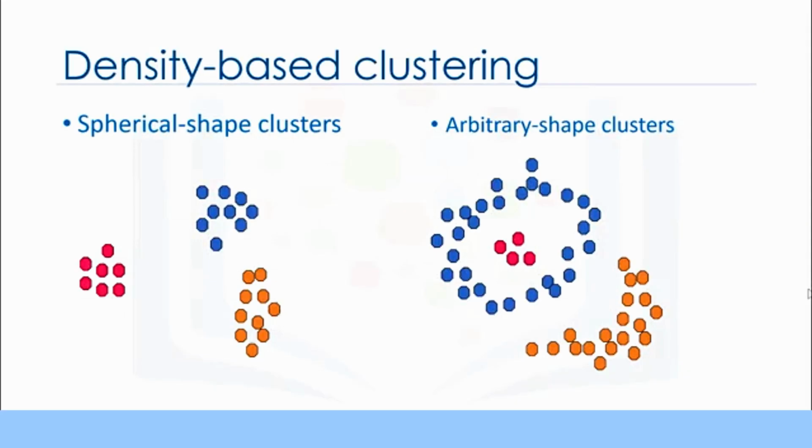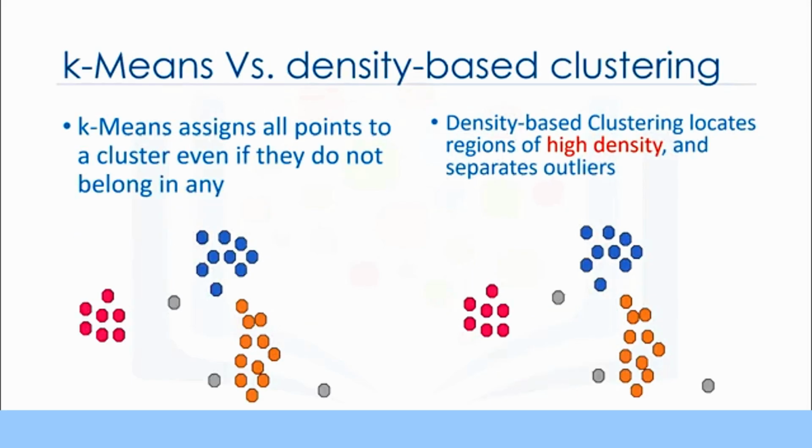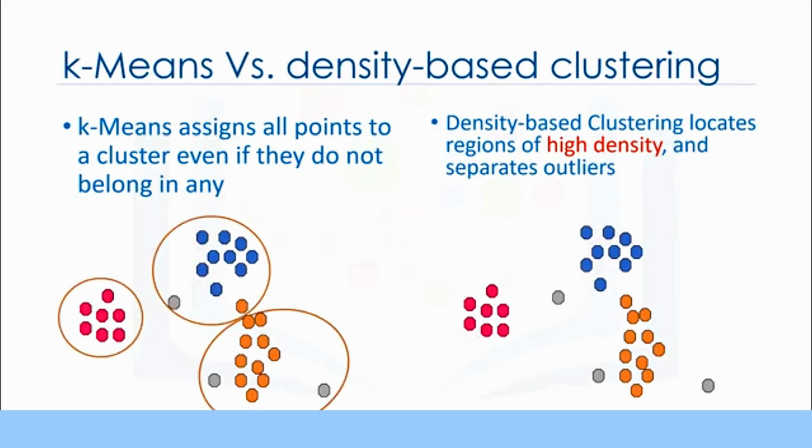Most of the traditional clustering techniques, such as k-means, hierarchical, and fuzzy clustering, can be used to group data in an unsupervised way. However, when applied to tasks with arbitrary shaped clusters, or clusters within clusters, traditional techniques might not be able to achieve good results. That is, elements in the same cluster might not share enough similarity, or the performance may be poor. Additionally, while partitioning-based algorithms such as k-means may be easy to understand and implement in practice, the algorithm has no notion of outliers. That is, all points are assigned to a cluster even if they do not belong in any.